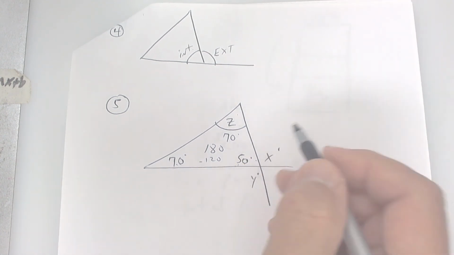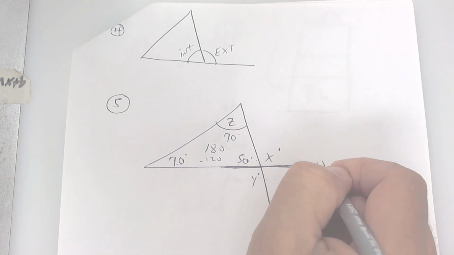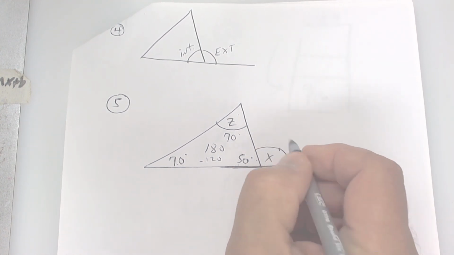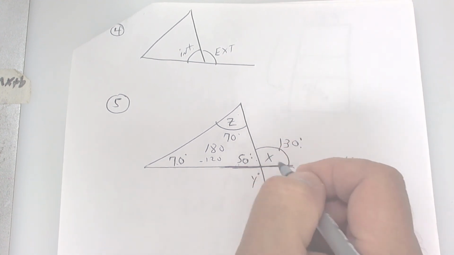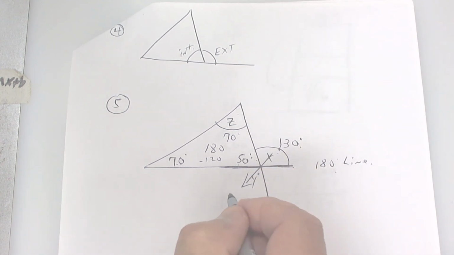If this is 50, and this line right here is worth 180, the line is 180, then this angle right here has to be 130, because 130 plus 50 equals 180. These two are vertical. They're right across. So this one is 130. And that's how you do that problem.